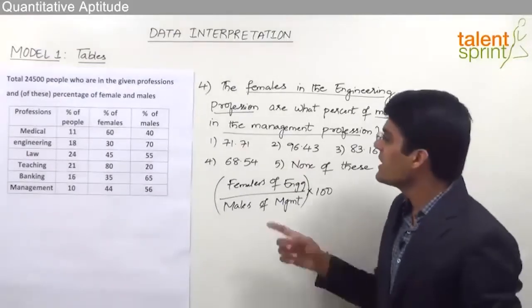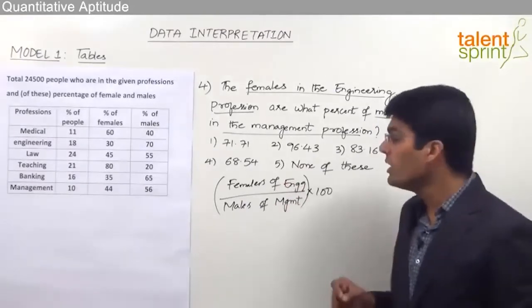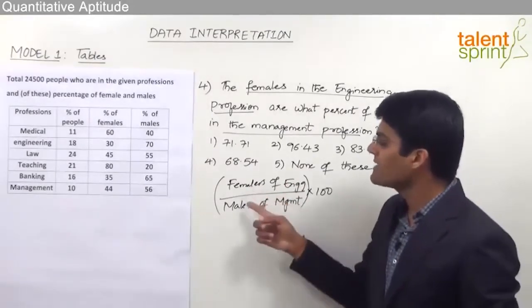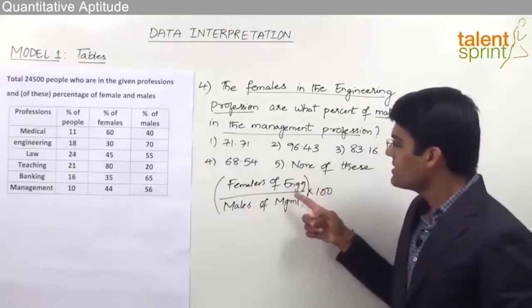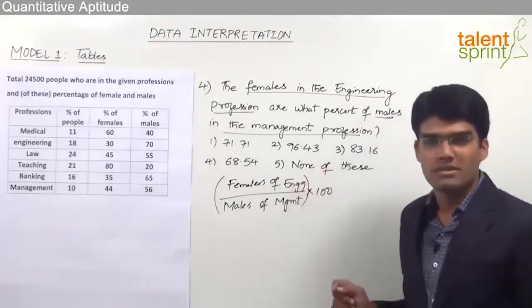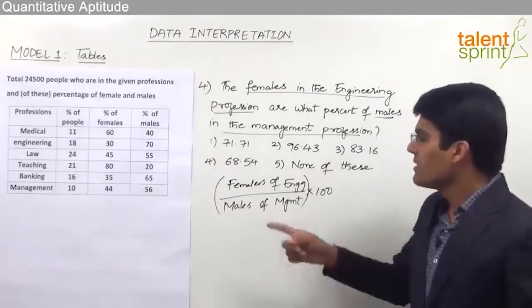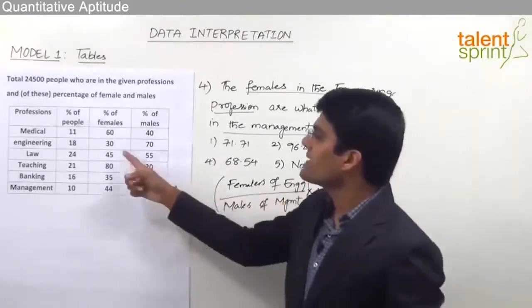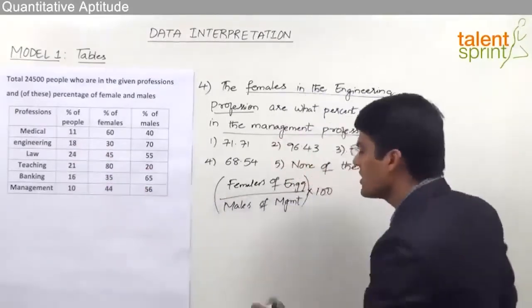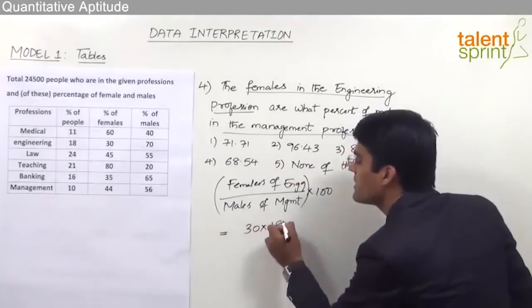So here, as 24,500 gets cancelled in the numerator and denominator, let us concentrate only on the percentages for females and males of the professions engineering and management respectively, and the percentage of people in these two professions. Why? Because these are the only values that will affect the answer. So females of engineering can be taken as 30 into 18. Let us not even take those percentages. Why? Because anyway that percentage gets cancelled in numerator and denominator.